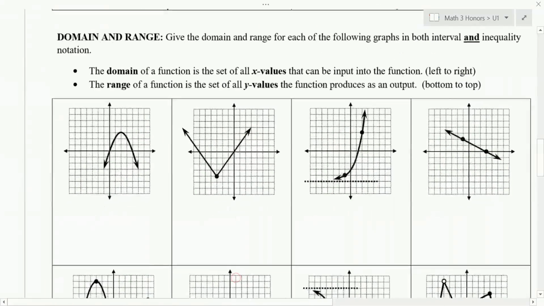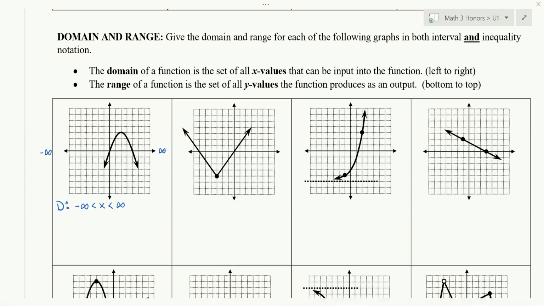And so for inequality notation, I'm going to write this. For the domain, I'll put D for domain. Negative infinity, because that's over here, less than x is less than infinity. And infinity is over here. Which is just saying everywhere between negative infinity and infinity, x will take on some value there. So it's going to take on everything. Or all real numbers is another way to put that.